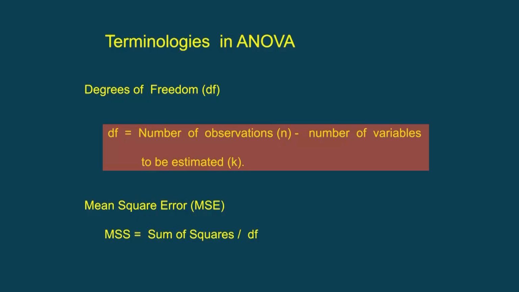Then we have the degrees of freedom. As said in the estimation model already, and as we repeat here, the degrees of freedom is the number of observations minus the number of variables to be estimated. And it is a very crucial indicator to understand the overall significance. In this particular slide, we are going to take up the very important derivation of how the total sum of squares can be decomposed into the explained sum of squares and the residual sum of squares.